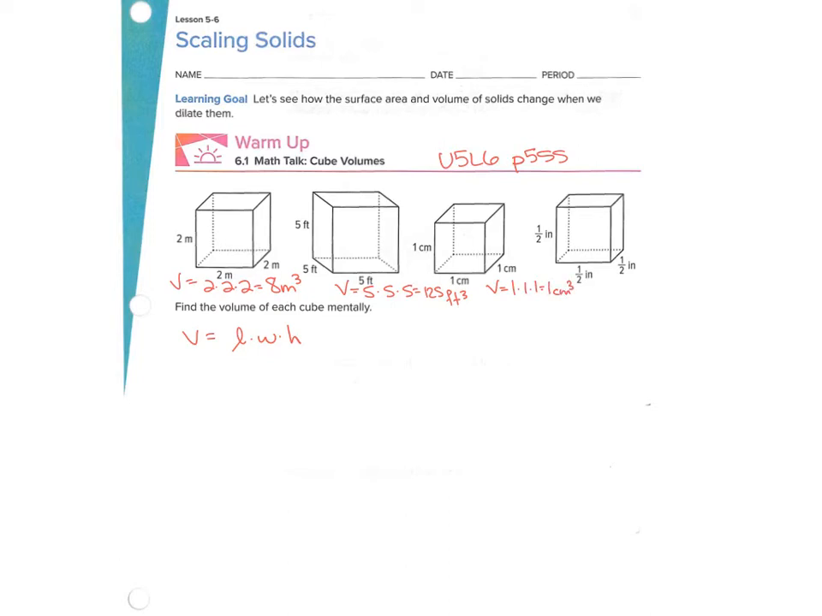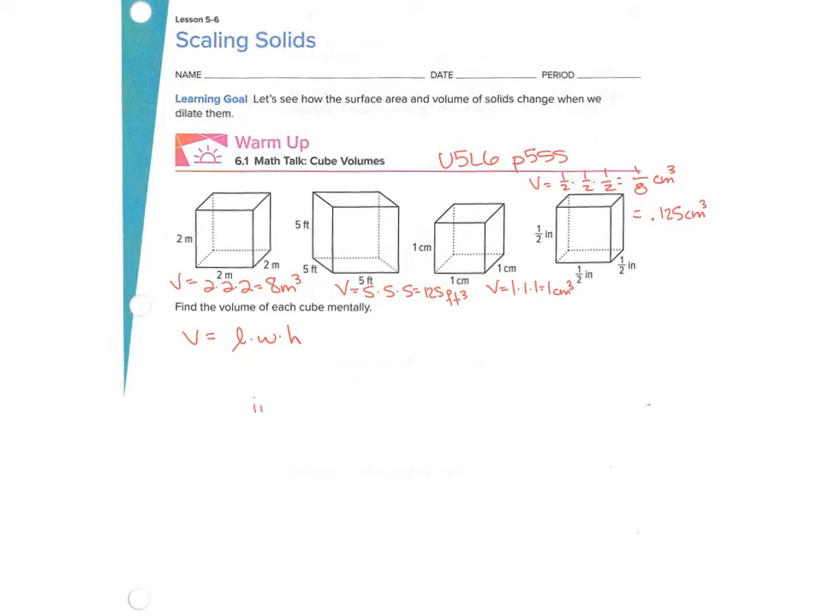And finally, for my last one, my volume would be 1/2 times 1/2 times 1/2. If I kept that in fraction form, that would be 1/8 when I multiply across the top and across the bottom, centimeters cubed. Or if I used my calculator, 0.5 times 0.5 times 0.5 would give me 0.125 centimeters cubed. So I want to talk about how volume changes.